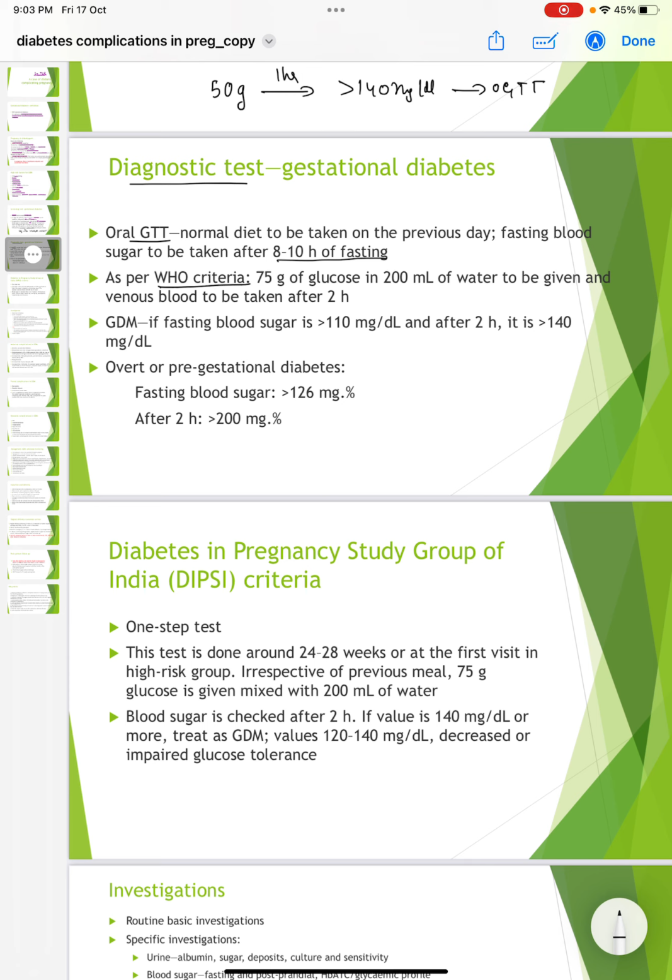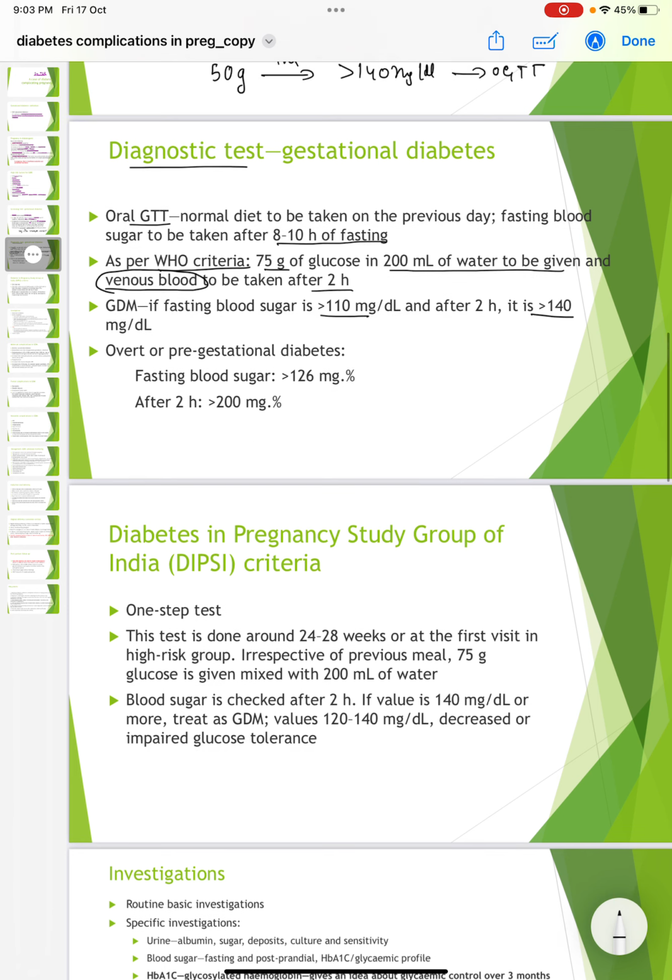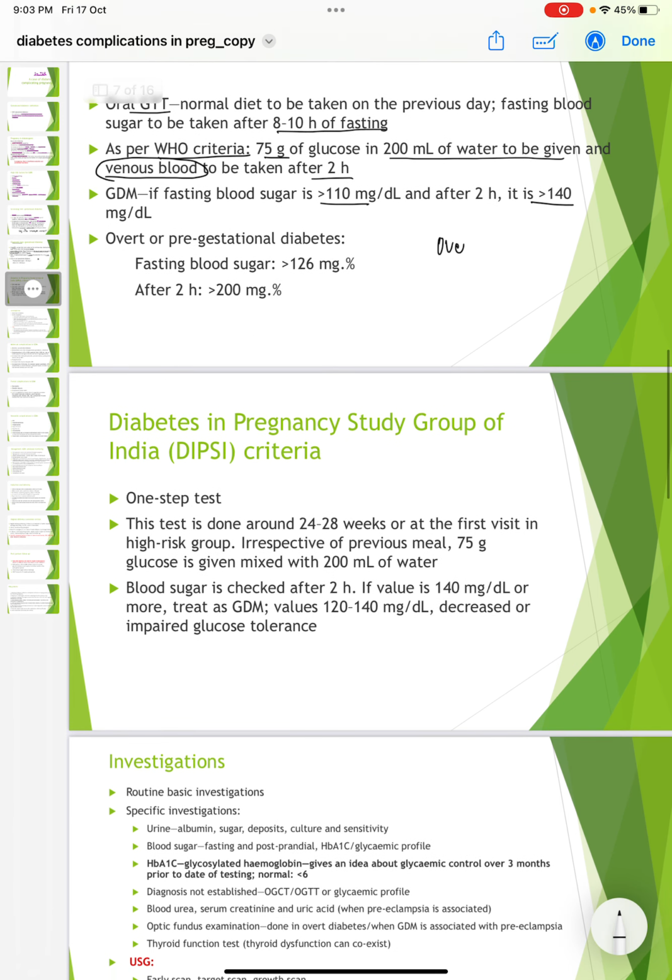So as per WHO criteria, give 75 gram of glucose in 200 ml of water, and the venous blood is taken after 2 hours. GDM if FBS is more than 110 and 2 hour is more than 140. So overt diabetes is when FBS is more than 126, any random blood sugar level is more than 200, and HbA1c level is more than 6.5%. Okay, so this is about overt diabetes mellitus.